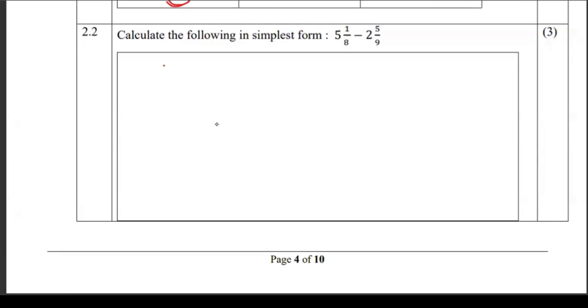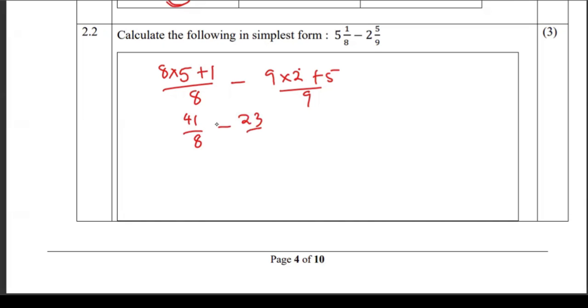So that's going to be 8 times 5 plus 1 over 8 minus 9 times 2 plus 5 over 9. So we know that 8 times 5 is 40 plus 1. That's going to be 41 over 8. This is 18 plus 5, which is 23 over 9. Then we can create the same denominators.